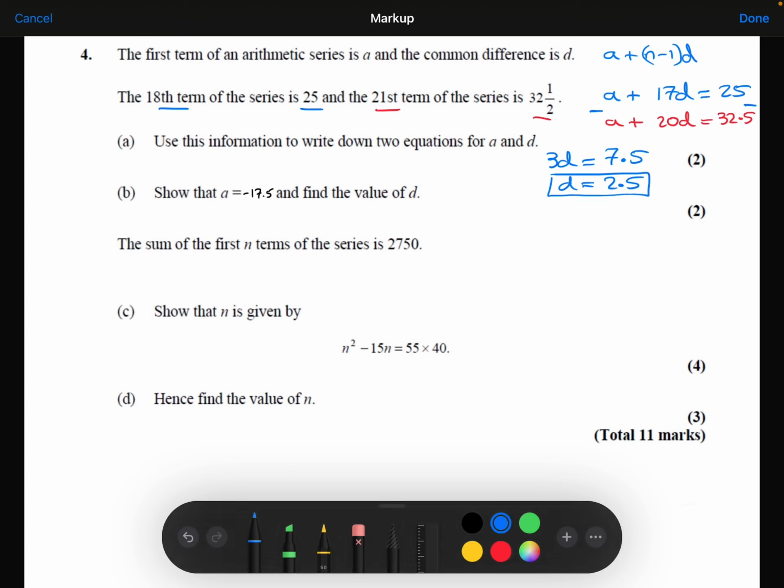And if we take that and substitute it back into either of those original equations, I'm going to substitute it into this equation. I'll get a plus 20 times 2.5, which is 50. So 20 times 2.5 is 50. Take the 50 away from both sides and we find that a is minus 17.5, which was what we needed to show.